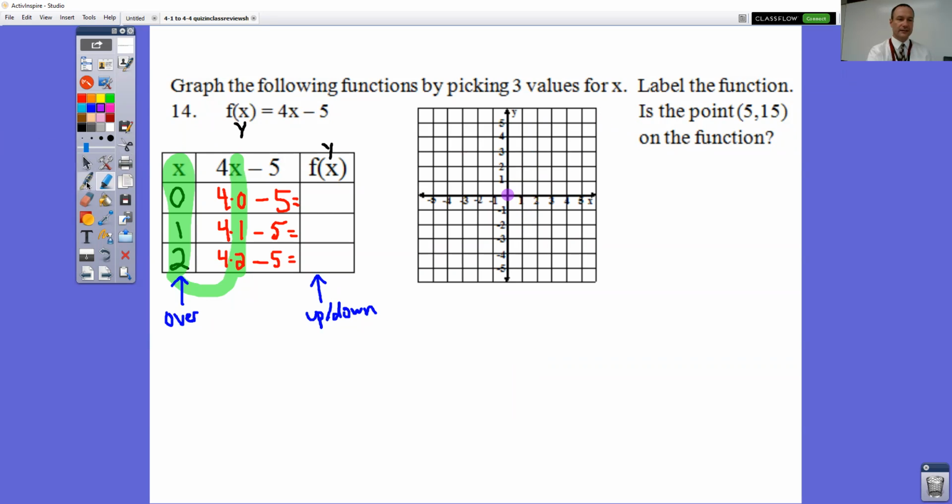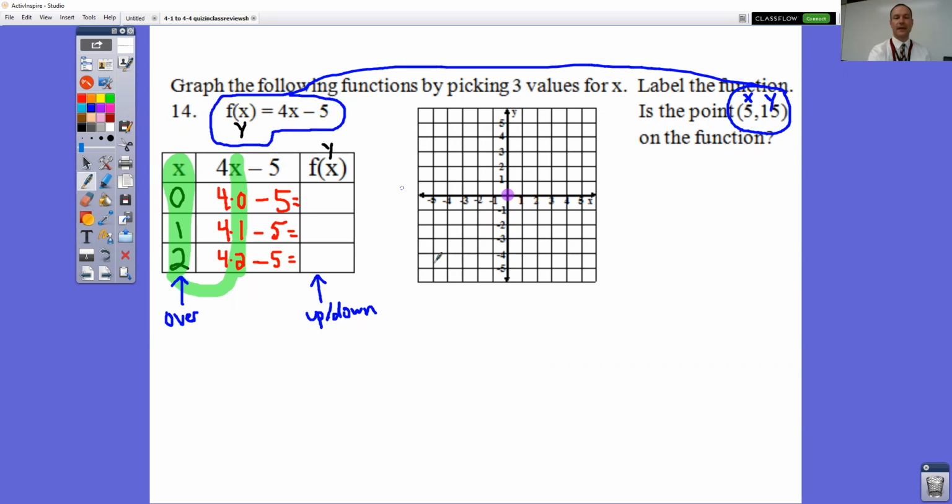When you go to do this third part, remember that what you're doing is you're subbing in these numbers for x and y into your original equation. If it checks, then your answer is yes. If it doesn't check, which means that the numbers don't match, then your answer is no. So go ahead and try number 14, please.